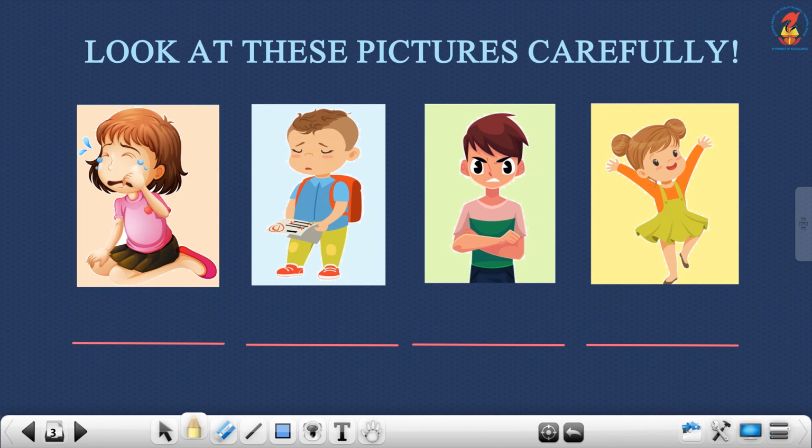Now these are the 4 pictures. Look at the first picture. How is the child here? Is she happy? No, isn't it? She's crying. So, she is sad. I will write here: she is crying.